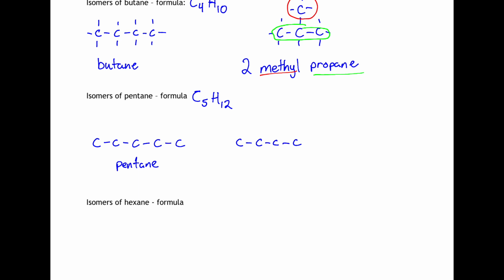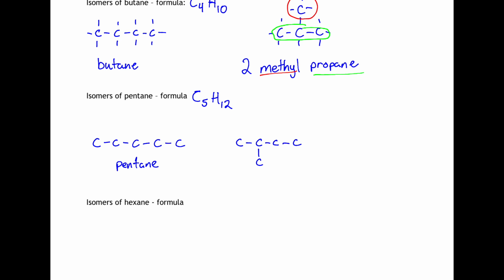Can I put it on carbon 1? No. If I put it on carbon 1, it just becomes pentane again. So I've got to start looking at carbon 2. So I've got to start here. So that's my second isomer. So this is a different compound than the first one, but it still has 5 carbons and 12 hydrogens.